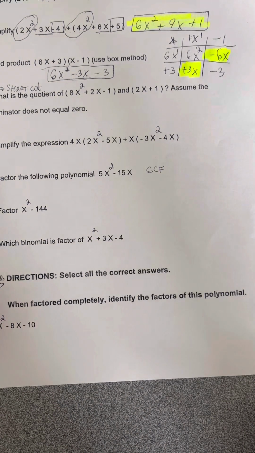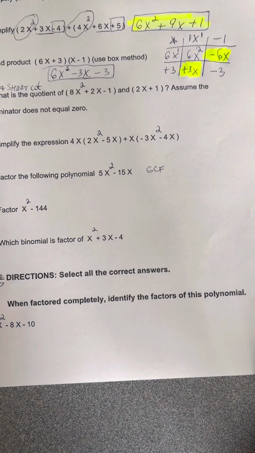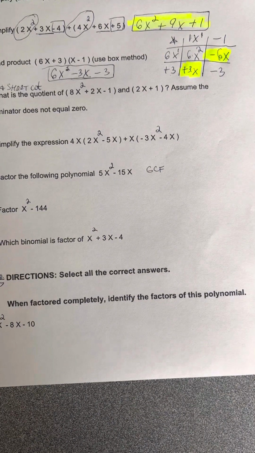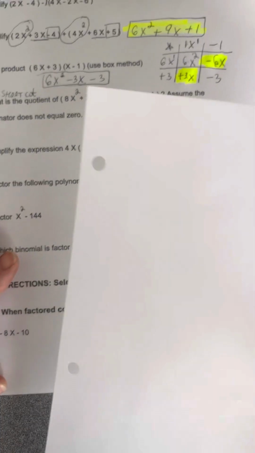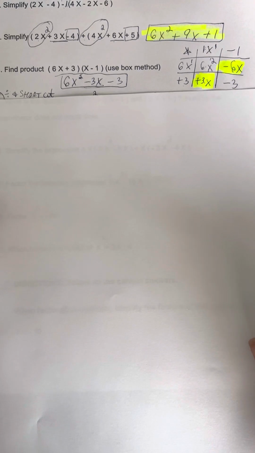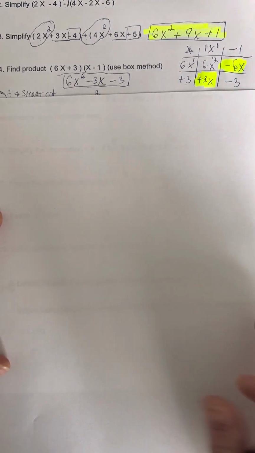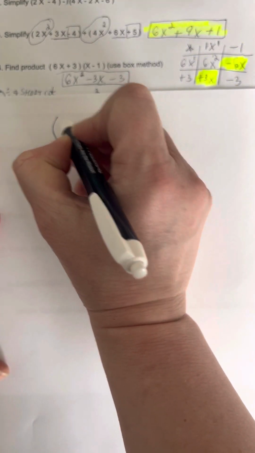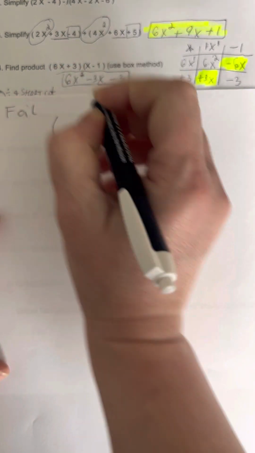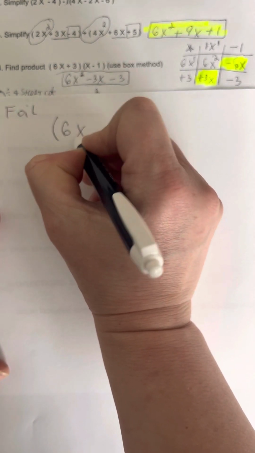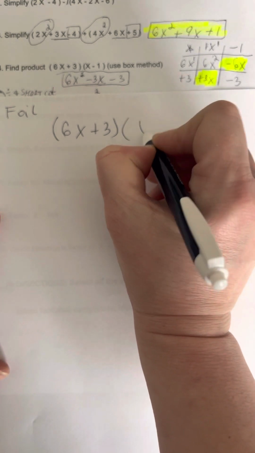All right, I did say I would show you FOIL also, for the students who cannot get the box method down. Let me just get a different piece of paper because I'm running out of room. This way, all right, so FOIL. So all you do is write out your equation, 6x plus 3 and x minus 1.